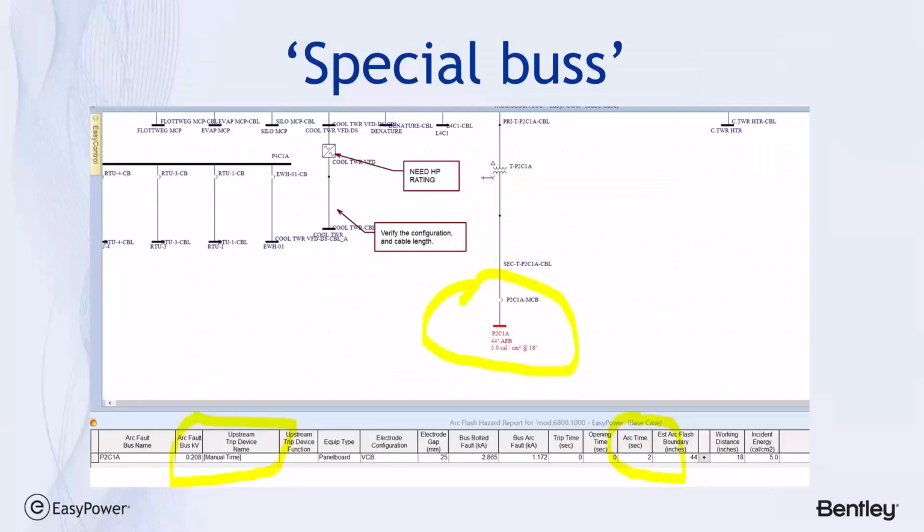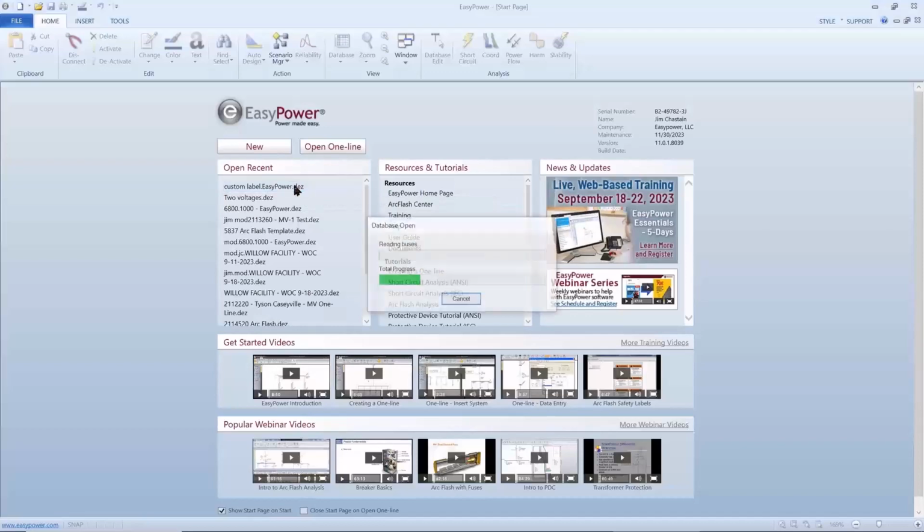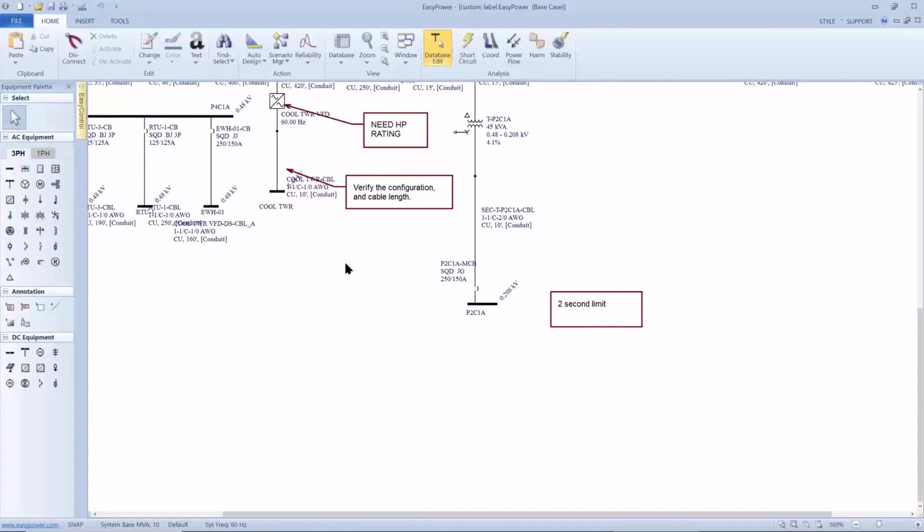And I say that most designs that have a 240 volt or 208 volt bus, especially when the protection in the primary is going to, should or may run into this problem. So let's open up EasyPower and walk through what's going on.